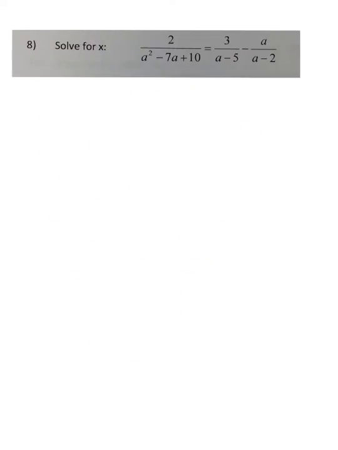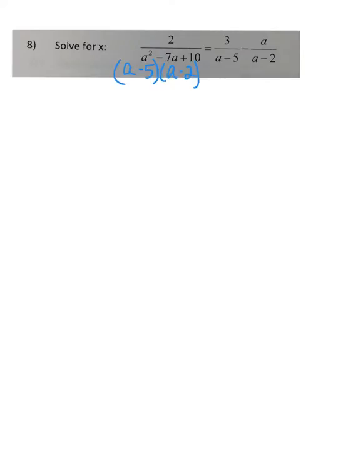So much like number 7, number 8, we're going to take the same route. I noticed that the denominator of my first fraction is a trinomial, so I'm going to factor that. And that's going to help me get a common denominator. So I have a minus 5, and I have a minus 2.